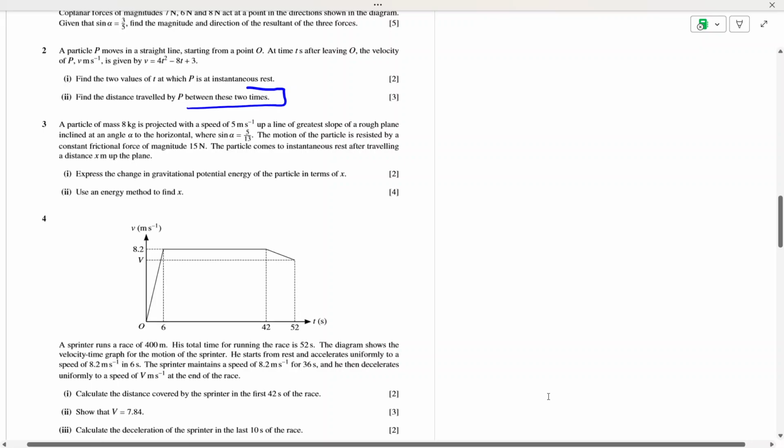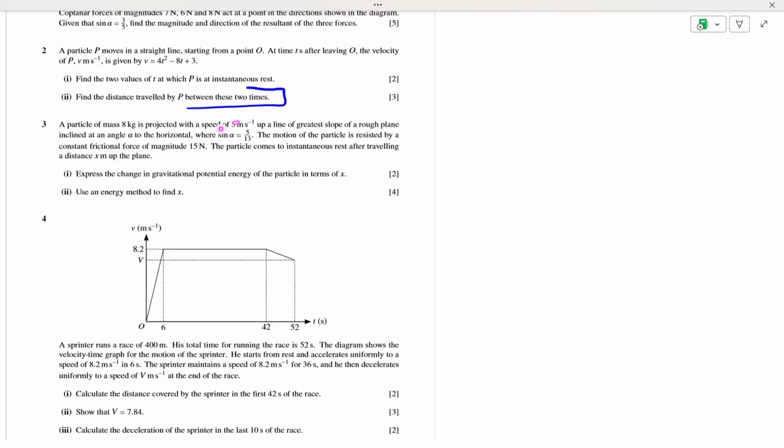Next question. Question 3. A particle of mass 8 kg is projected with a speed of 0.5 meters per second up a line of greatest slope of a rough inclined plane at an angle alpha to the horizontal, where sine alpha is equal to 5 over 13. So that also means we have tan alpha and cos alpha. Because remember, like I said earlier, whenever you have one trig ratio, you're going to get the other trig ratios. You just use a triangle, find the missing side of the triangle, and then use the Pythagoras theorem to get that value, right?